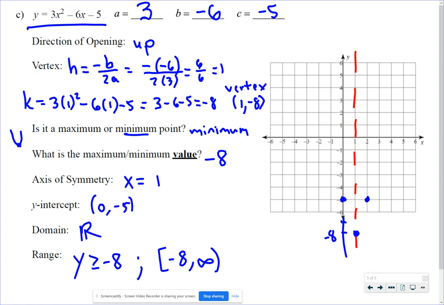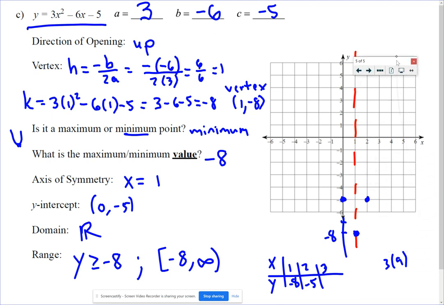All right, we're going to put a couple more points on that graph, though. I want to find what happens when x is 4. So we've got our, oops, what did I just do? When x is 1, y is -8. When x is 2, y is -5. I'm going to find out what happens when x is 3. So I'm going to plug in a 3. 3 times 3 squared. 3 squared is 9. That's going to be a 27, right?